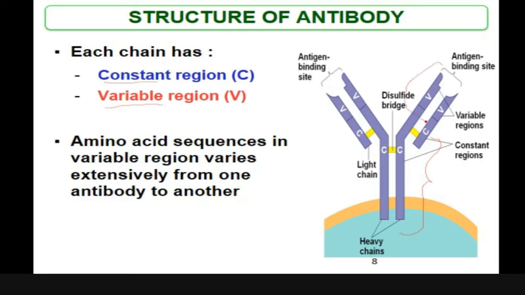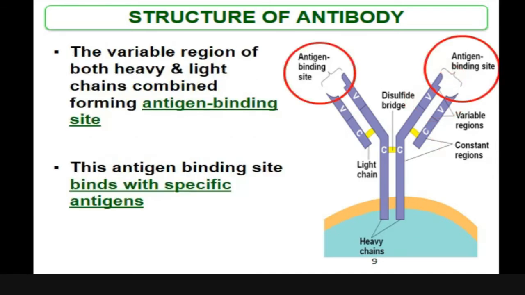But what differ them from one another is the variable region. So this part will have a different sequence amongst different antibody. So the variable region of both heavy and light region, they will combine and forming antigen binding site. So antigen that is produced ataupun that can be found on the surface of the microorganism will be bound on this site. So it is very specific to a specific antigen.